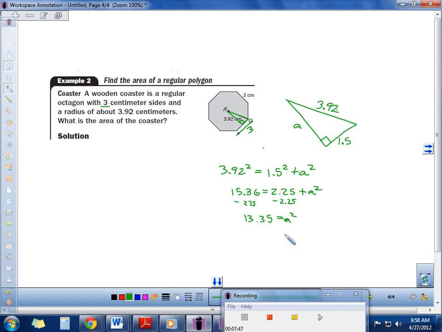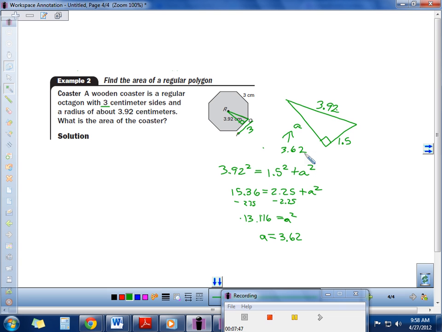To get a alone, how do we get rid of the square? Square root. Good job. When you square root that number over here, you get 3.65. Did you do the square root of this 13.35? And then you get 3.62 for the apothem. That can be plugged in right here. 3.62.